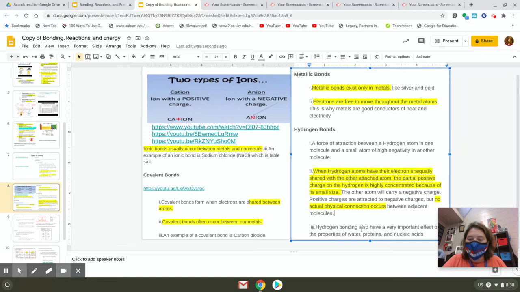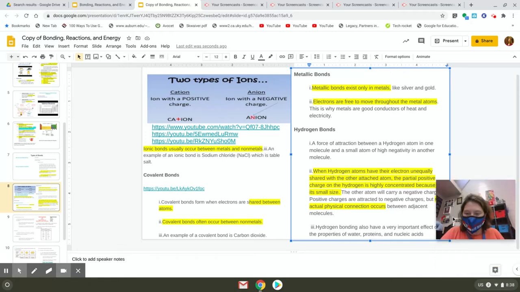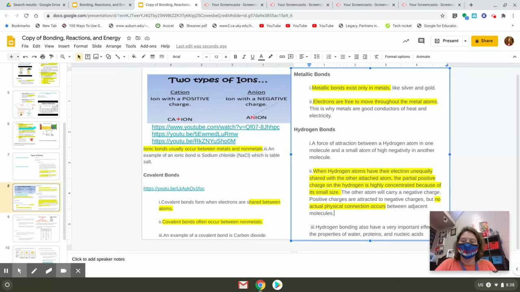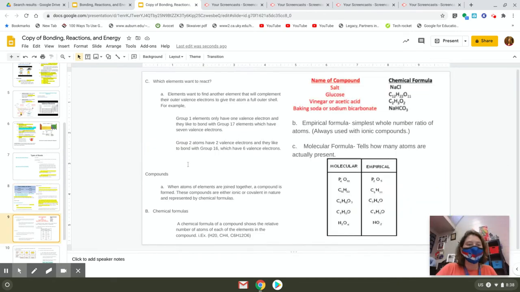Number 3 down there, hydrogen bonding also has a very important effect on the properties of water, proteins, and nucleic acids. That's just an FYI. Next slide. Letter C.